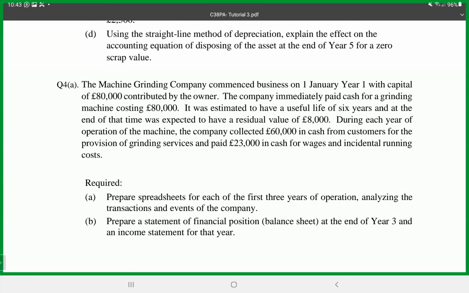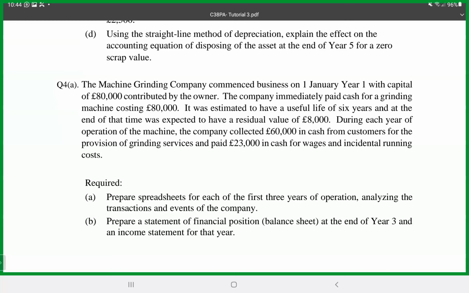During each year of the operation of the machine, the company collected 60,000 in cash from customers for the provision of grinding services. So this is revenue we got from the services of the machine. At the same time, we have incurred expenses worth 23,000 for wages and incidental running costs. So these are the key elements we have identified in the question. We need to prepare the spreadsheet for 3 years.